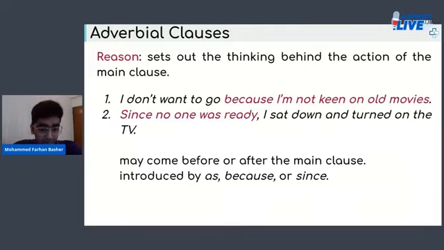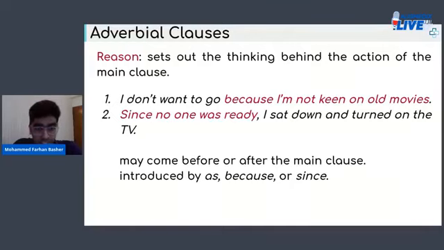Since no one was ready, I sat down and turned on the TV. Here again, why did you sit down and turn on the TV? You did so because no one was yet ready. And this adverbial clause is actually mentioned at the beginning, followed by the main clause. So, since no one was ready, I sat down and turned on the TV.